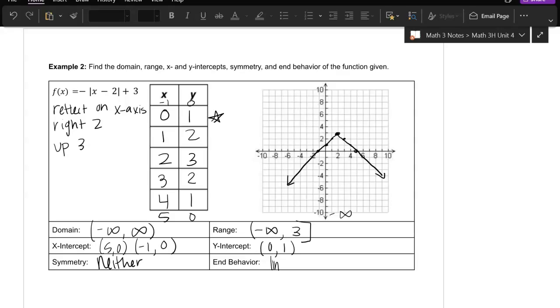End behavior. So you write out your notation for the right and the left, or left and the right. Just make sure you have both of them. We're pointing down and down, so pointing towards that -infinity. So it's going to be -infinity for both.